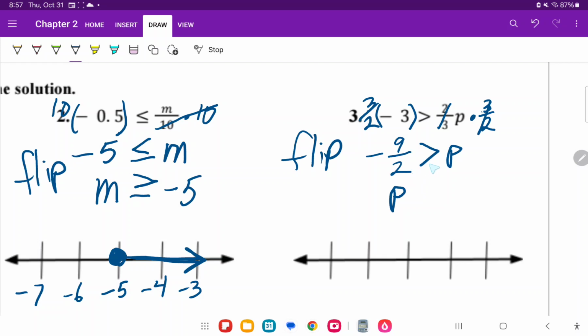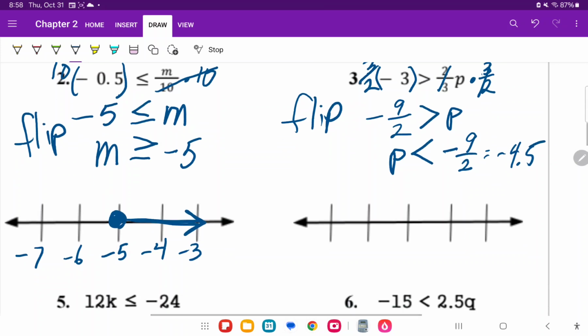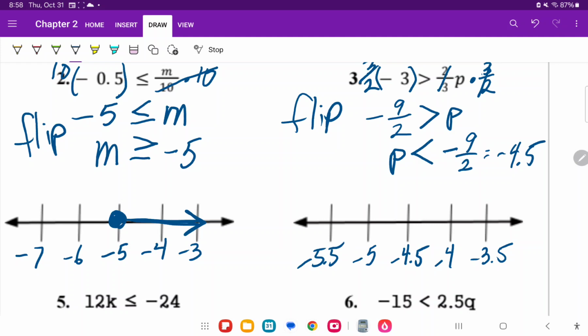You have to flip this around as well. So it goes the opposite direction from what it was there. So then you bring down your -9/2, like that. Now, -9/2 is also -4.5. So for graphing purposes, that's going to be easier for us. So we're going to go -4.5. Now I'm going to go by halves. So that's -4, -3.5. And then this is going to get a larger negative going this direction, like that.